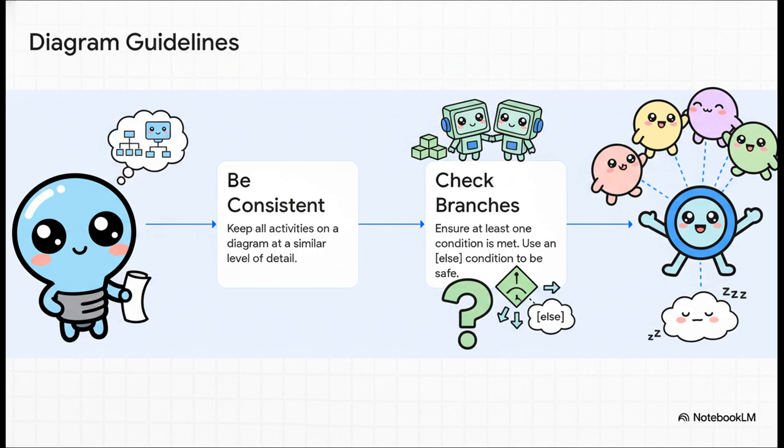Second, be consistent. All the actions on one diagram should be at the same level of detail. Don't mix high-level strategy with tiny button clicks. It'll just confuse people. Third, check your branches. At any decision diamond, make sure you've covered all the possibilities. Using an else condition is a great safety net for that. And finally, really get how concurrency works. Just remember, that join node is patient. It will wait until every single parallel task is done before it lets the process continue.